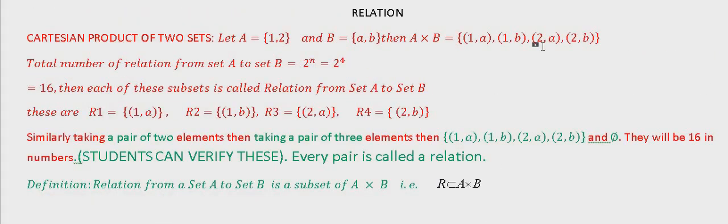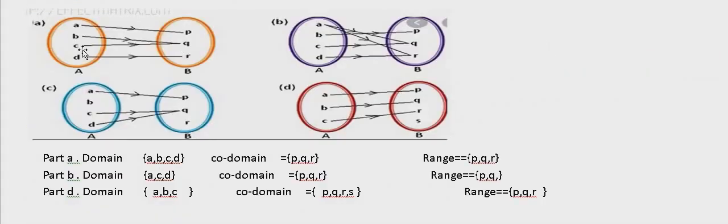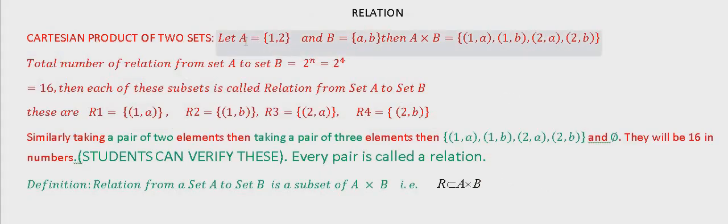What is a relation? You take one element of the left set, means first set, and one element of the second set, and make the pair. This pair is called a relation. Total number of relations will be 2 raised to the power of the number of elements in this and the number of elements in this. Means you can say 2 raised to the power m into n. m is 2, n is also 2. So 2 raised to the power 2 twos are 4. It will be 2 raised to the power 4, means 16 relations. Now the second thing is, what is domain, what is range, what is codomain.